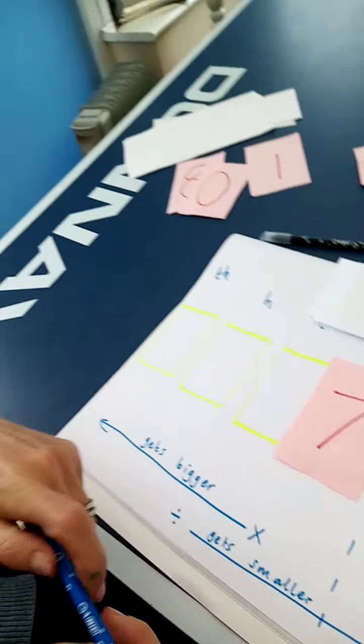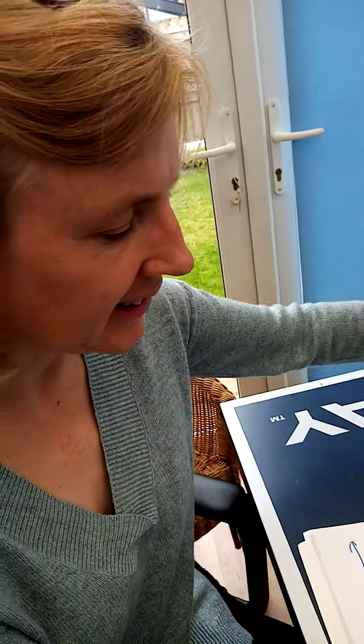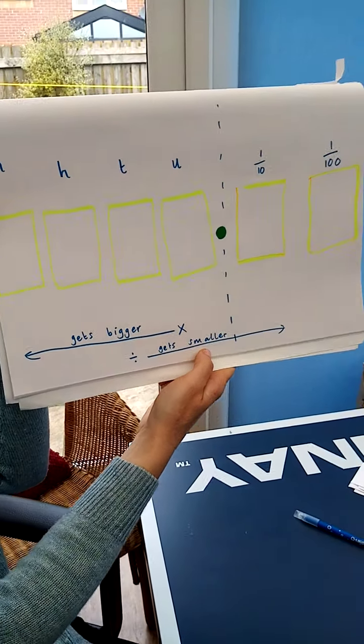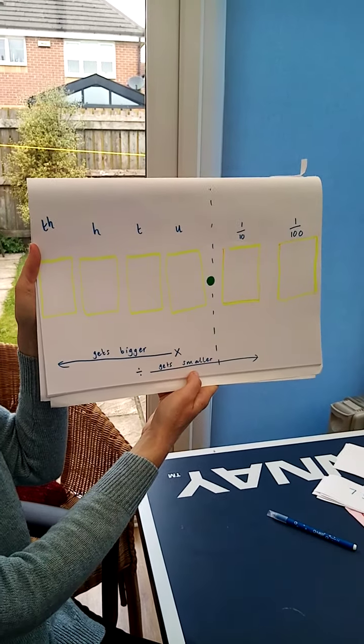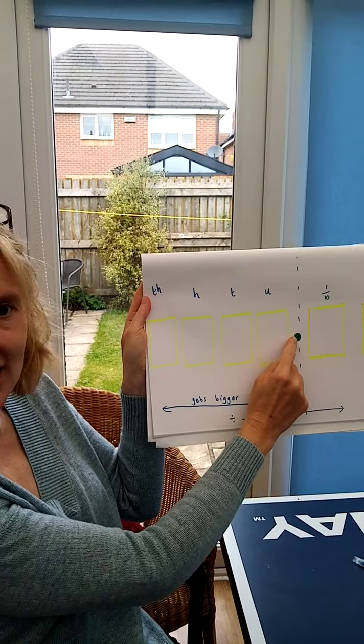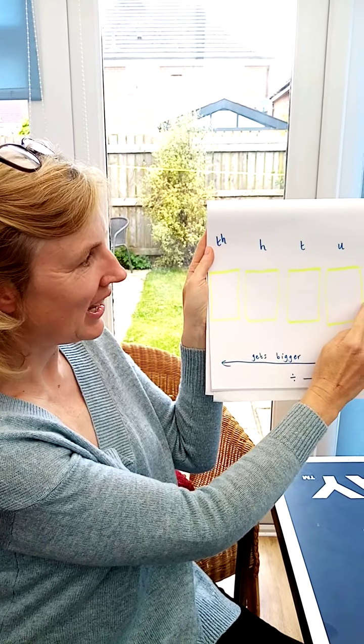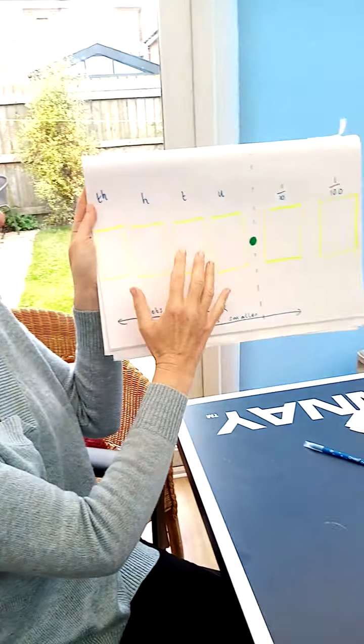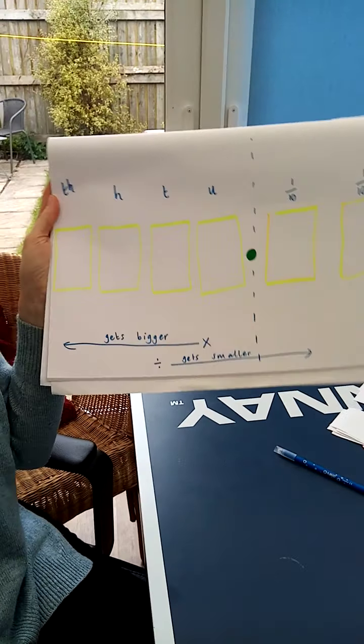So there you go. I hope that's helped. My top advice for you is make yourself a board like this. There's your decimal point that never moves, like Juliet with her drum. And then use your digit cards to help.